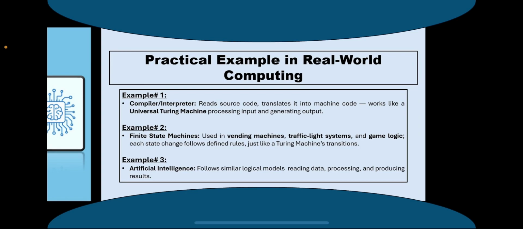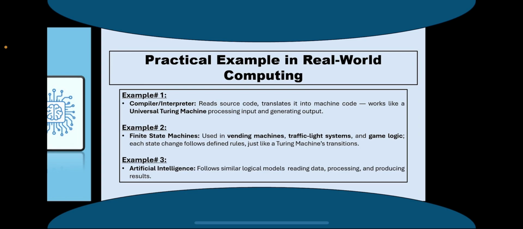Artificial intelligence. AI processes input data, it applies rules, and then it produces an output. It basically follows the logical principles of a Turing machine, which Turing defined. These examples show how a theoretical model underpins everyday technology.